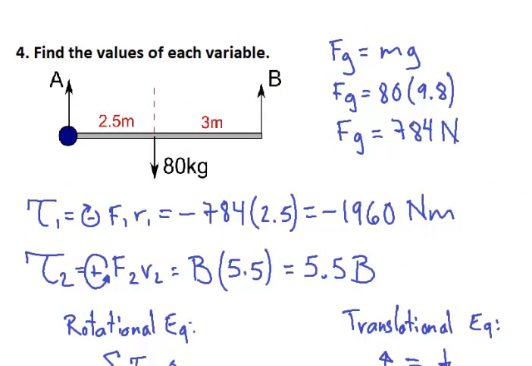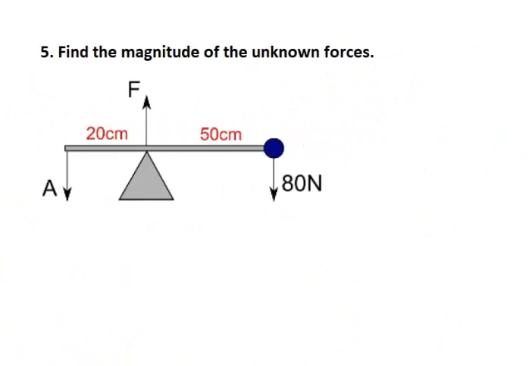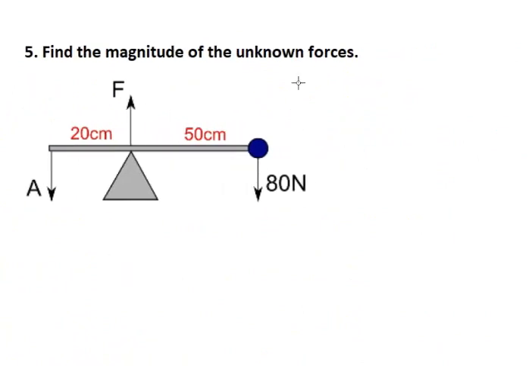Now let's do one last exercise. This one is interesting to solve. Find the magnitude of the unknown forces. In this case, we have two unknown forces, A and F. Now, since 80 newtons is being applied directly at the fulcrum, that means the torque of 80 newtons must be considered as 0.